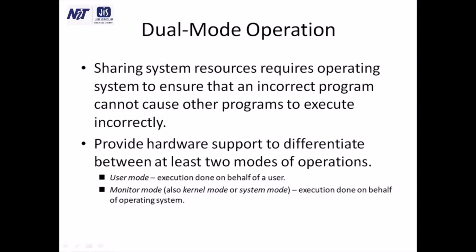So in dual mode operation, what happens? Sharing system resources requires the operating system to ensure that an incorrect program cannot cause other programs to execute incorrectly, and to provide hardware support to differentiate between at least 2 modes of operation. One is user mode, where execution is done on behalf of a user, and the second is monitor mode, where execution is done on behalf of the operating system.